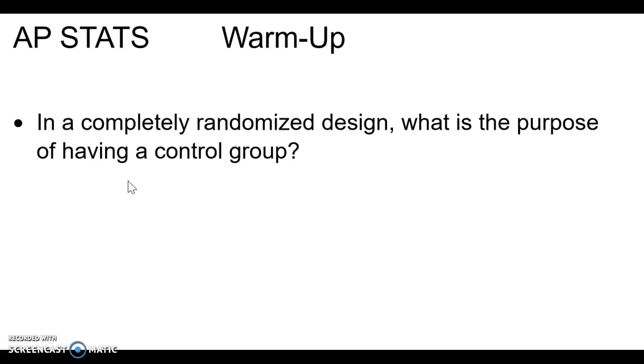Sometimes it's a placebo, sometimes it's just a group that is not changing anything that they do to measure whether something else is changing. We always need a control group to minimize our confounding variables. We don't want to have any lurking variables. We want to minimize the confounding variables that might be occurring. And thus that reduces our variability.